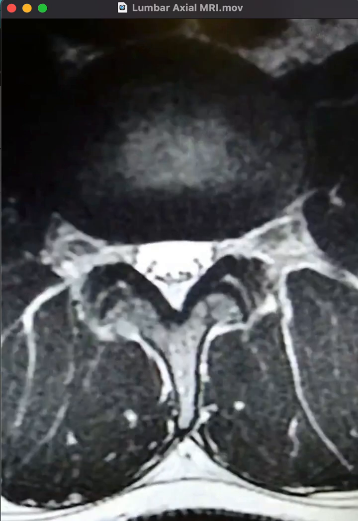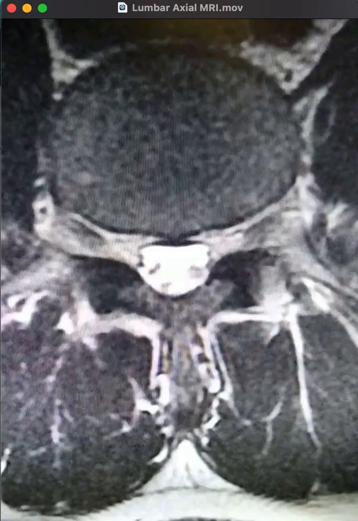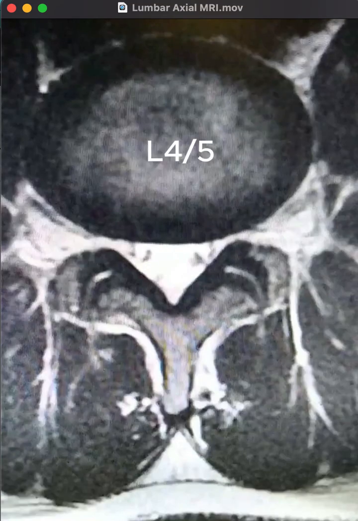I'm going to keep traveling down here. So we're now at the L3-4 level. A little bit further down, L4-5 level. Now, what is interesting about this here is, again, you can see these facet joints, but you see this white line right through here. This is a fluid signal or a T2 signal.